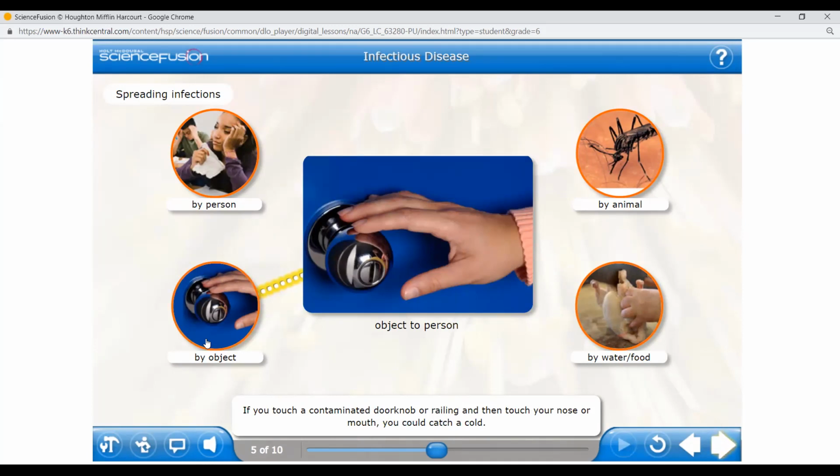Like if a person is suffering from a cold, maybe he did not wash his hands and he just opened the doorknob. And then you touch that doorknob and by mistake you put your hand near your nose or your mouth. Because, as I told you yesterday, these bacteria or viruses travel very fast, especially the bacteria.